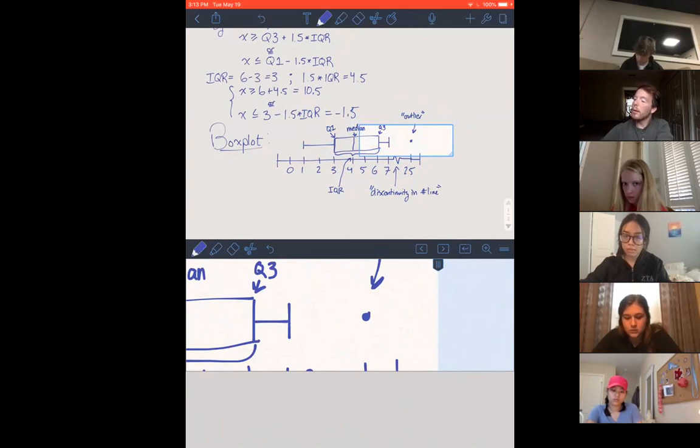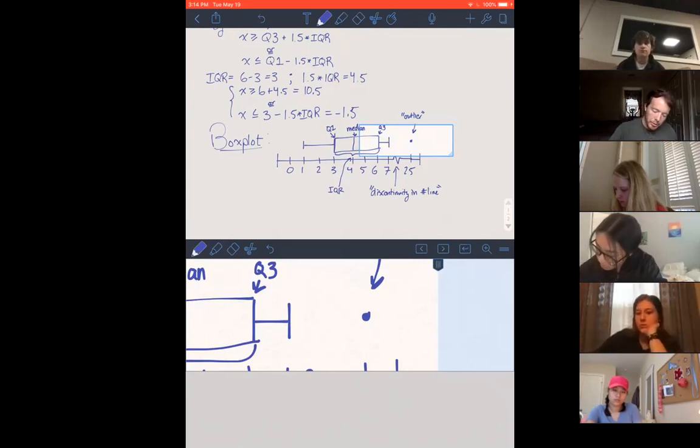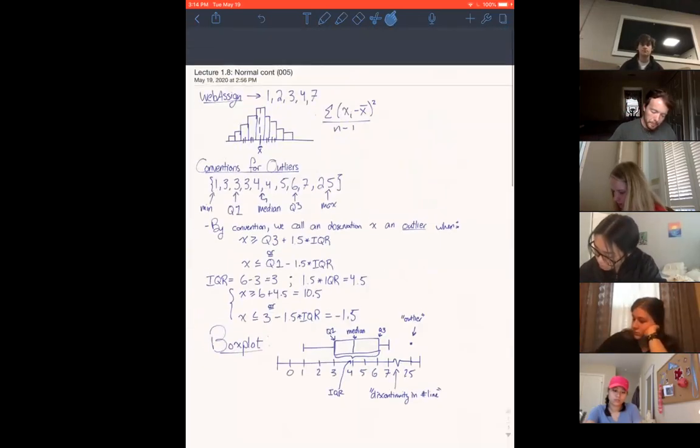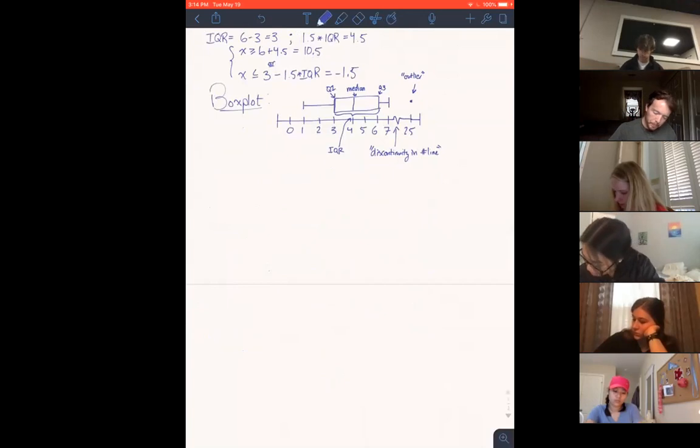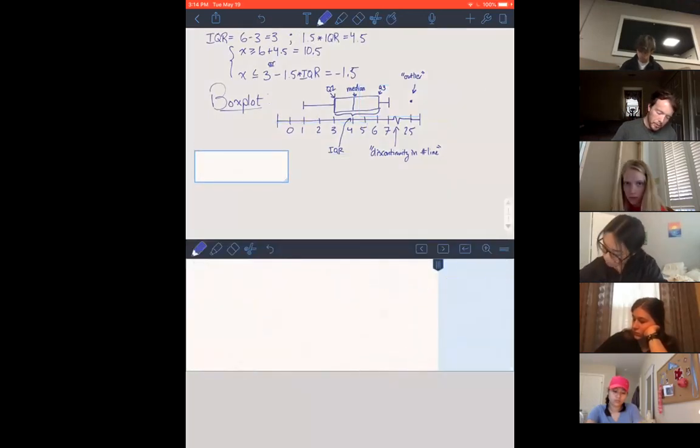And I think I'm next going to talk a little bit about the normal. All right, so shifting gears a little bit. Let's go back to our normal distribution.